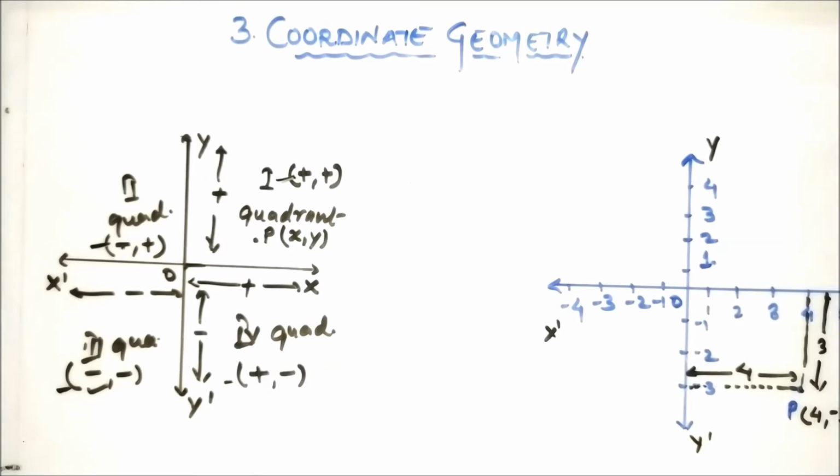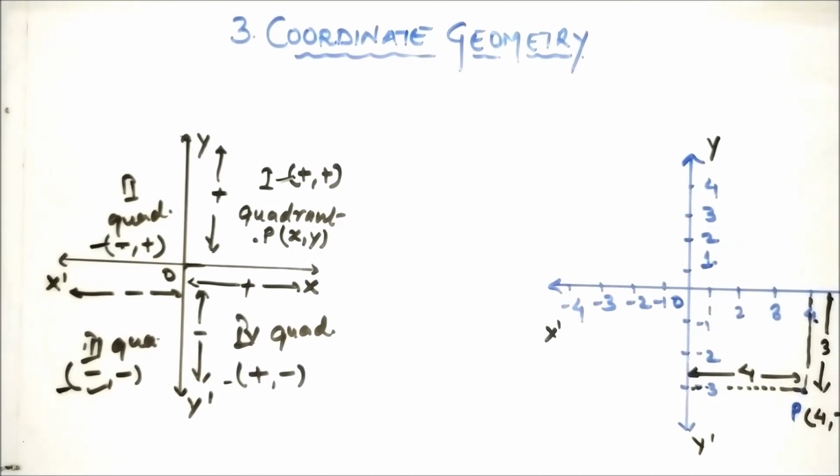Or you can also see it like this: point P on the x-axis was at 4, so we have written x as 4, and on the y-axis it was at -3, so we have written -3 here. Like this we need to read the point and mark the coordinates.